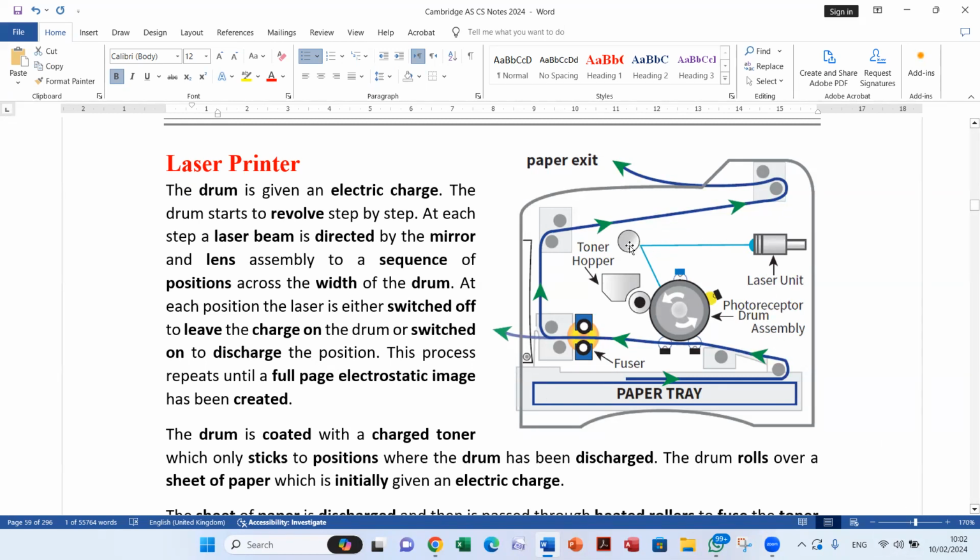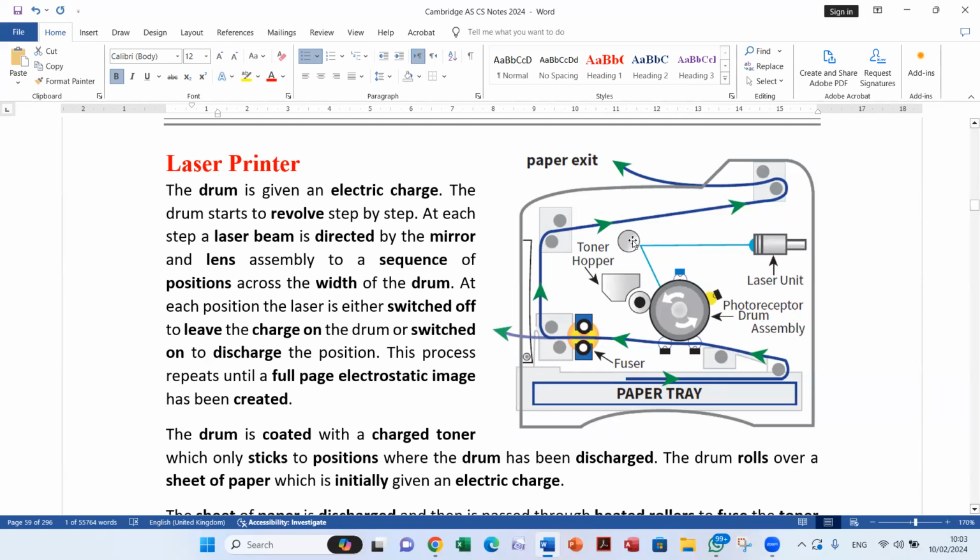And this is a mirror. And the laser beam draws the image on a photoreceptor drum. This is a drum, a photosensitive drum. The laser beam draws the picture to be printed on that drum. That drum rotates. During rotation, it touches the toner. The toner is the printing powder. We call it toner. Okay?